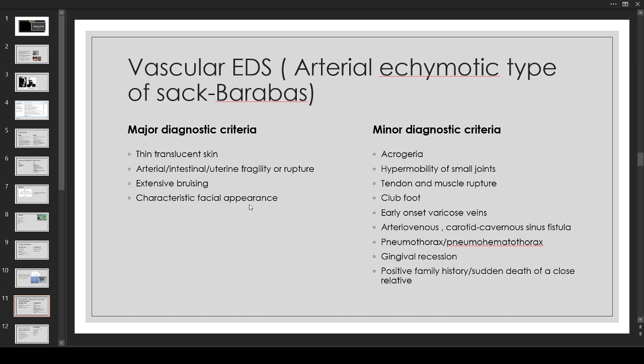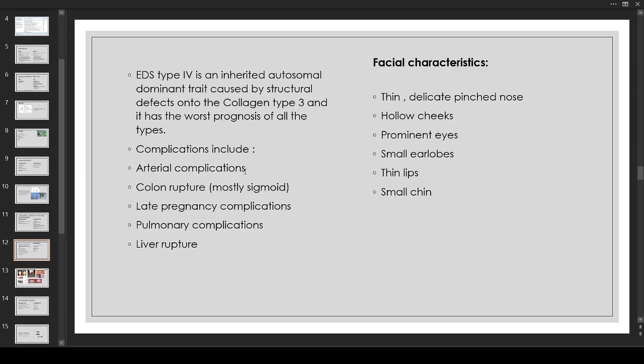And some of its complications are very unexpected for the age, as in arterial complications. You never expect aneurysms or strokes in 20-year-olds. It is almost unheard of, if not for this abnormality. It's going to have colon rupture, not so rare yet. It is not very common. Late pregnancy complications, pulmonary complications, and liver rupture. These two may be indicated by the hemoptysis sometimes.